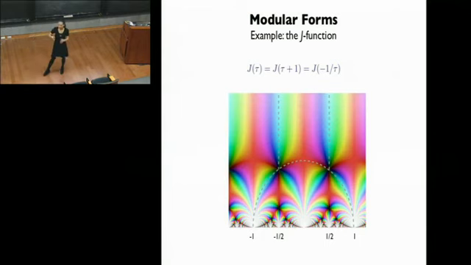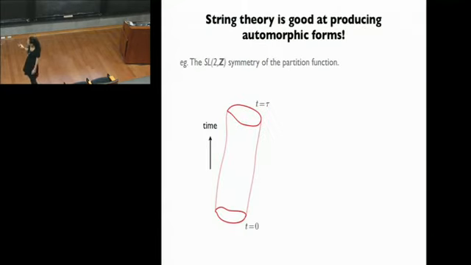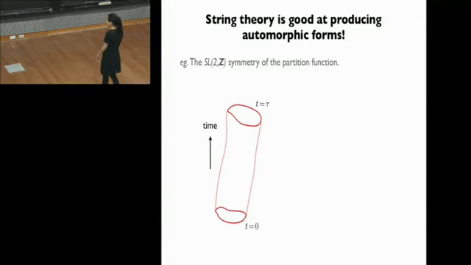A famous example of such a modular form is the J function. It is invariant under the modular group SL2Z. In particular, it's invariant under the T transformation and the S transformation. And that is why when you plot the absolute value of this function, you get this beautiful fractal structure on the upper half plane. And string theory is a natural place where modular forms or more generally automorphic forms occur.